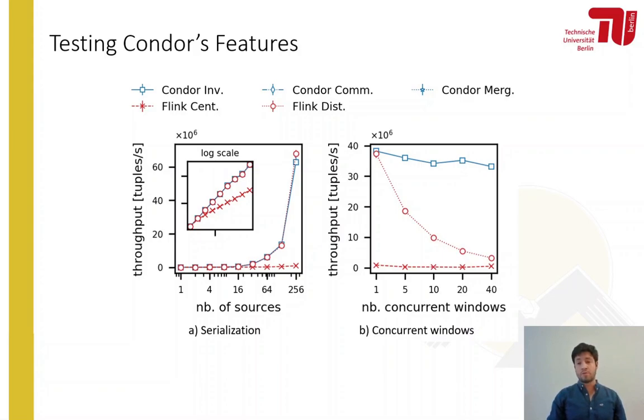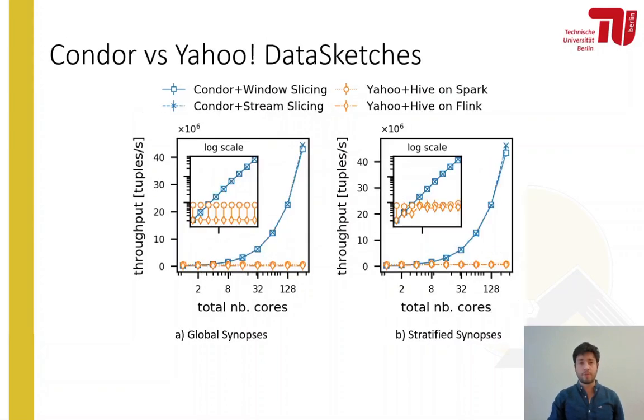The second plot shows the performance when we increase the number of concurrent windows. The results show the benefits of combining different windowing strategies. We observe that the only case where Flink distributed has a similar performance as Condor is when there are no overlapping windows. However, the performance of Flink distributed drastically drops as soon as the streaming job has more overlapping windows. On the other side, Condor switches to general stream slicing when windows start to overlap, making it more stable even with an increasing number of concurrent windows.